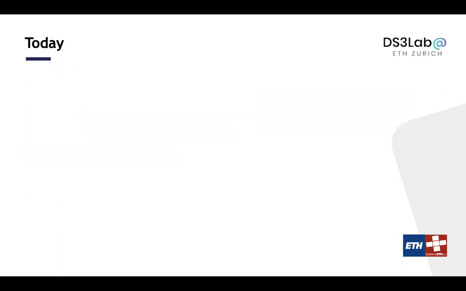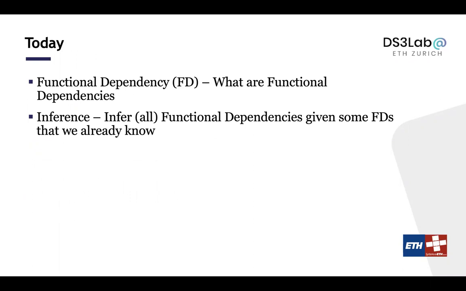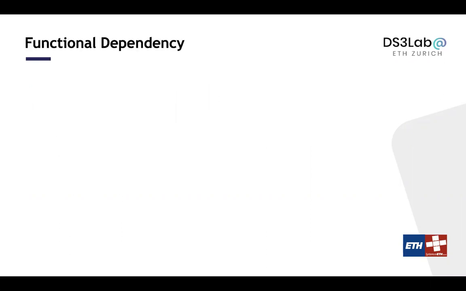So today we are going to talk about two things. First one is what are functional dependencies? And second is how to reason about them. By reasoning about them, we mean that you give me a whole bunch of functional dependencies that you know hold in your application. How can we infer new functional dependencies out of that? So these are the two things we are going to talk about today. Okay, so now let's talk about functional dependency.